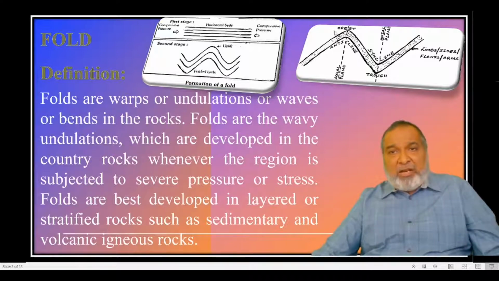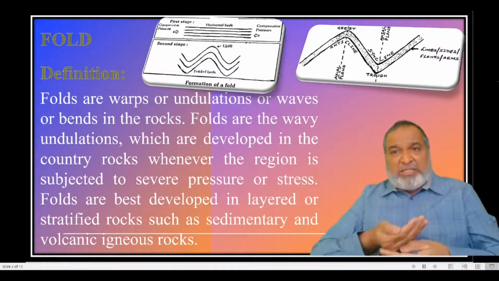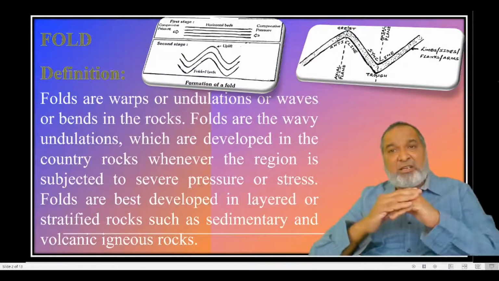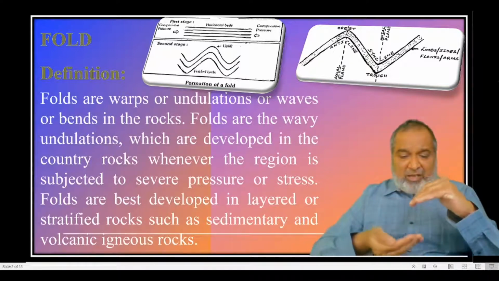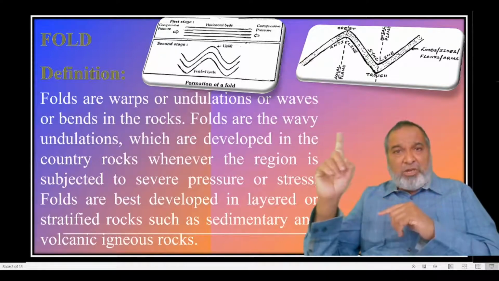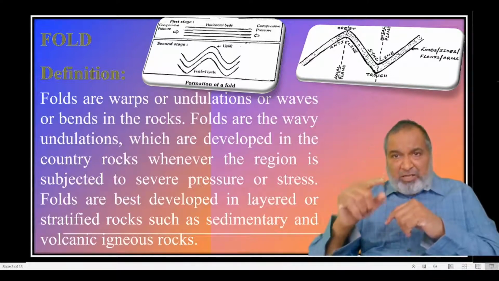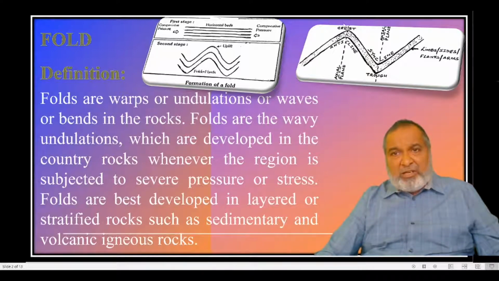The upper part, the highest part, the upward arching, is called the crest, and the lowest part is the trough. So we have the crest and the trough. This is the anticline and this will be the syncline. From one crest to another crest, if you measure the distance, that is the wavelength. And from the crest to the trough, if you measure the distance vertically, from the highest point to the lowest point, that is the height of the fold.